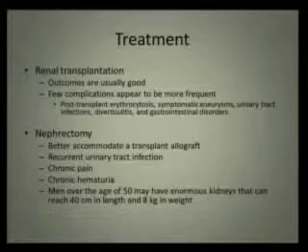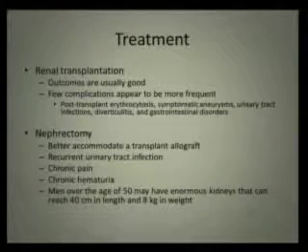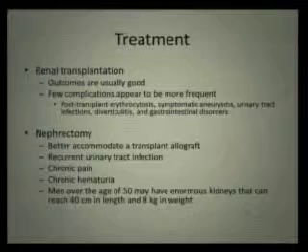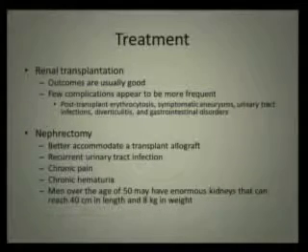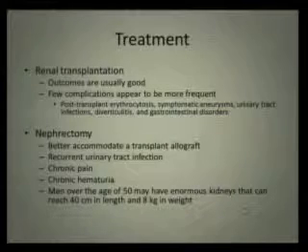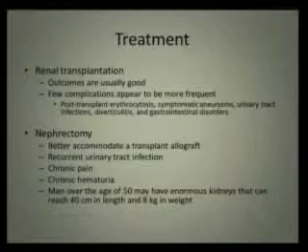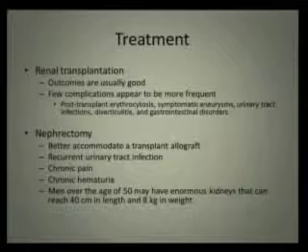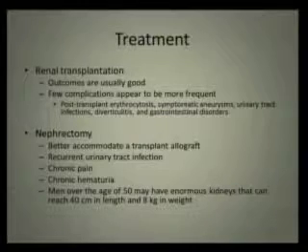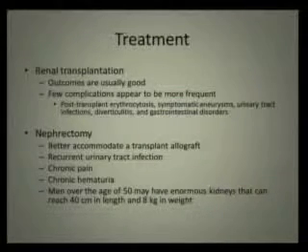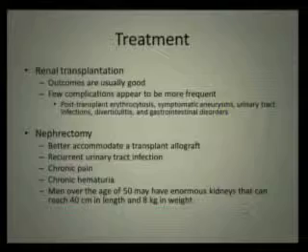Also, renal transplant is an option. Usually the outcomes are good, and a few complications appear to be more frequent, like erythrocytosis and symptomatic aneurysms, UTIs, and diverticulum. You can have a nephrectomy after the transplant, and that is to better accommodate the allograft and to avoid recurrent UTIs in a person who's on immunosuppression, or to address chronic pain or hematuria.